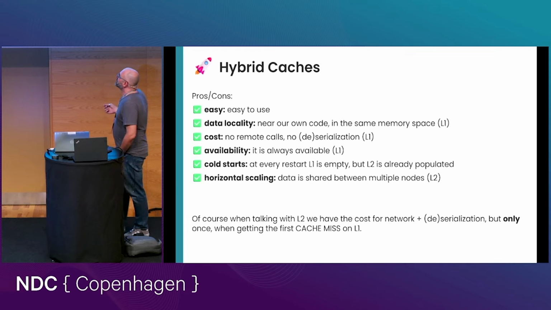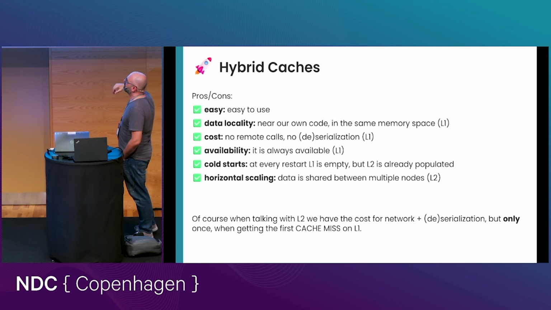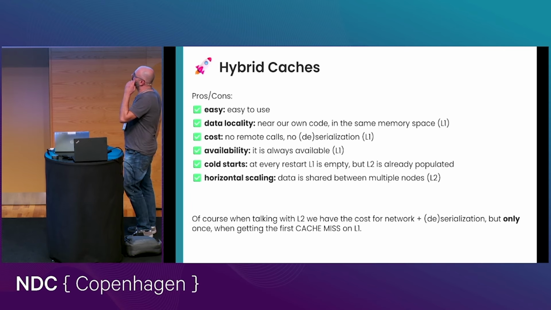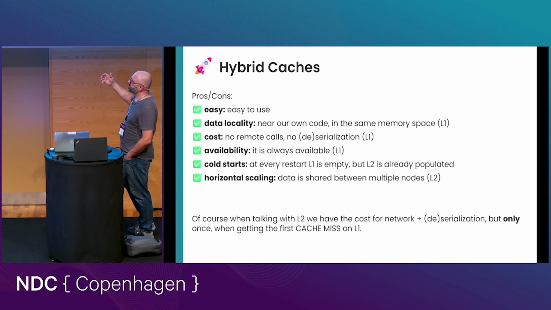And then hybrid caches. Basically, they have all the pros of the memory caches and all the pros of the distributed caches because they mix the L1, which is the memory level, and L2, which is the distributed level. Basically, they are easy to use, as we saw already. The data locality, cost and availability come from the L1, the memory level, whereas the cold starts and horizontal scaling capabilities come from the L2, the distributed level. So it gets the best of both worlds.